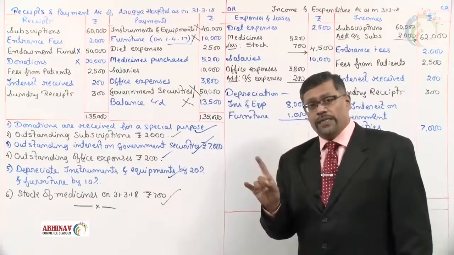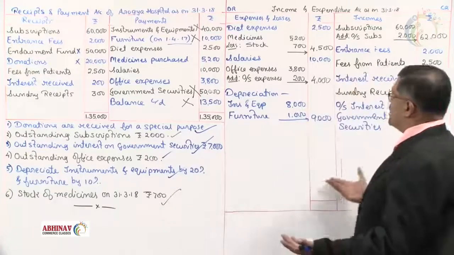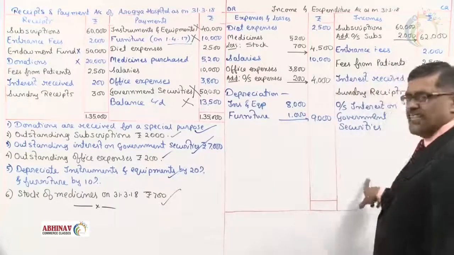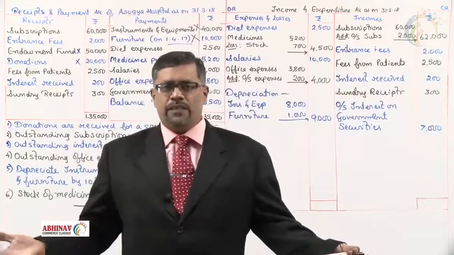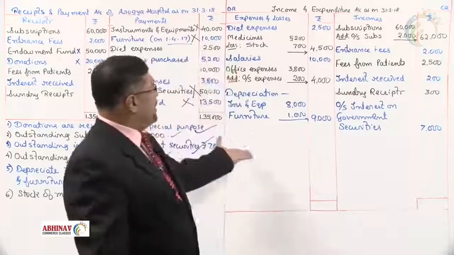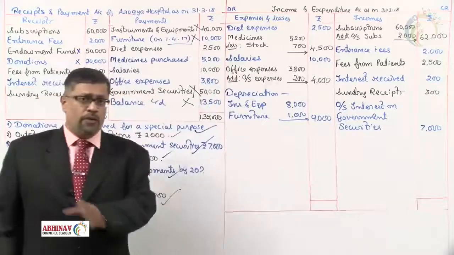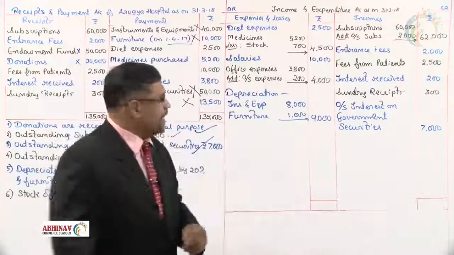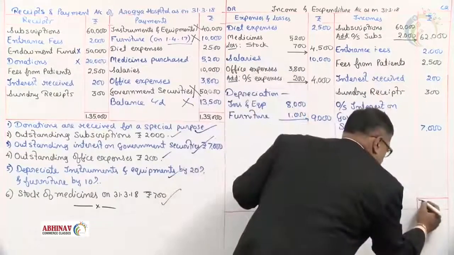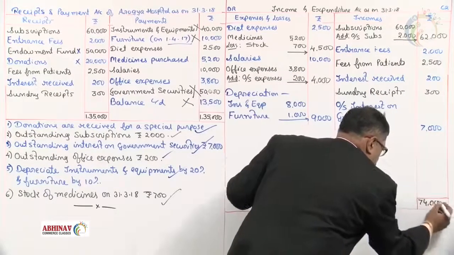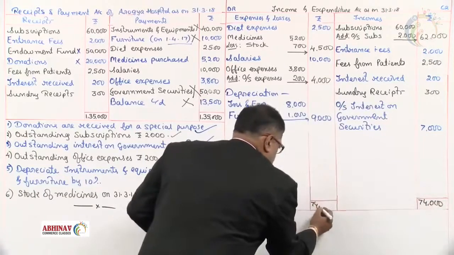Only revenue items. Now let us balance it. See which side total is more. If credit side is more, income is more, we get a credit balance, profit, surplus. If debit side is more, we get a debit balance, what we call a deficit. Let us see what is the total. The credit side total is more, which comes to 74,000. Write the total on both the sides.